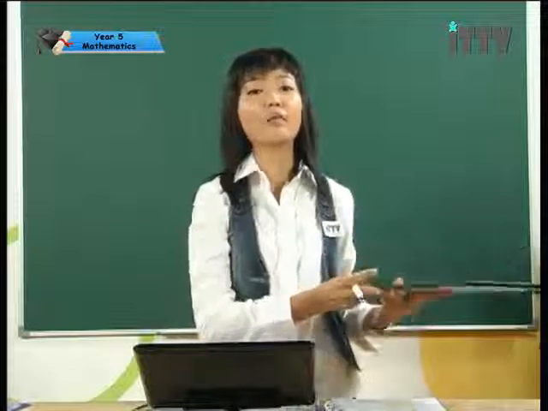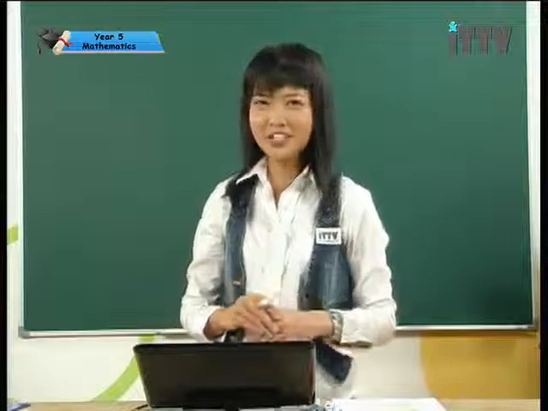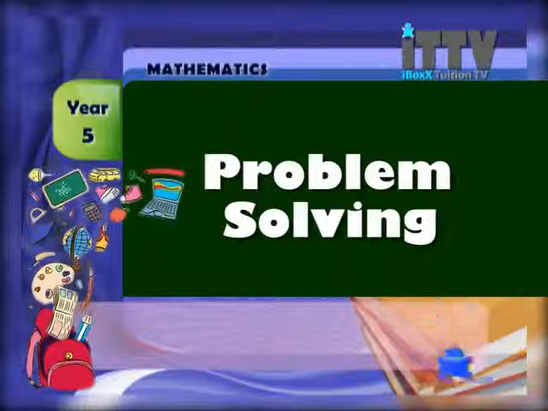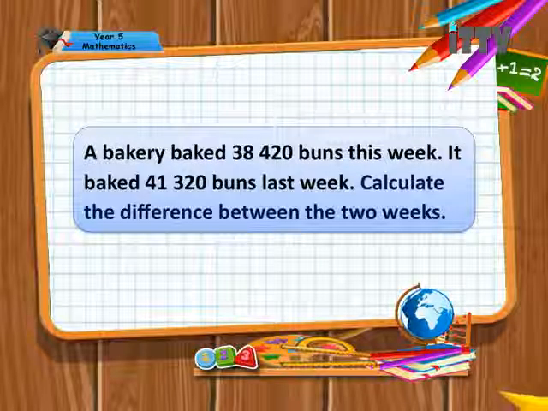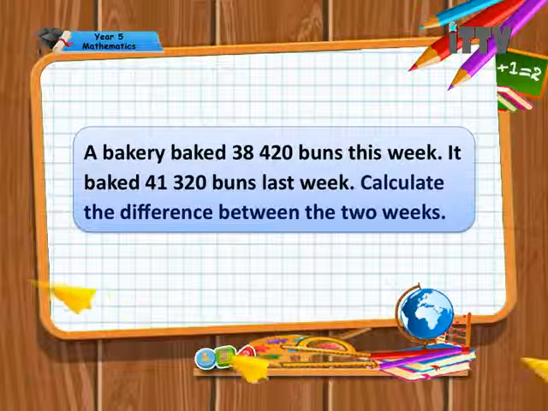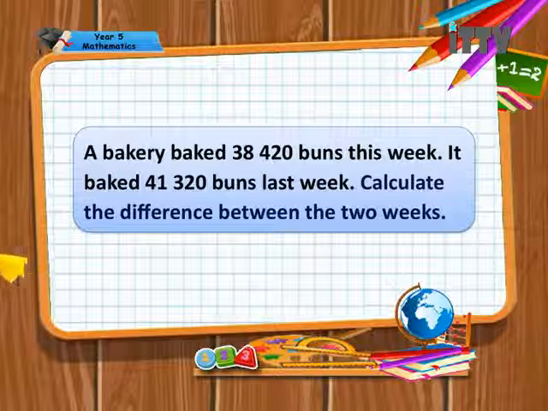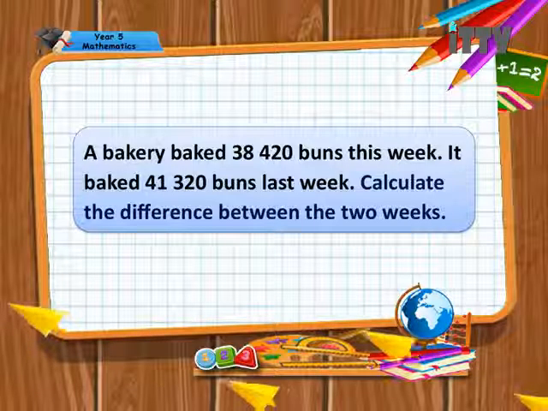Now we are going to have a more challenging question. Let's go into problem solving with subtraction. Welcome back. Now we have done subtraction in vertical form. Now we have problems with subtraction. Let's take a look at the first question. A bakery baked 38,420 buns this week. It baked 41,322 buns last week. Calculate the difference between the 2 weeks.